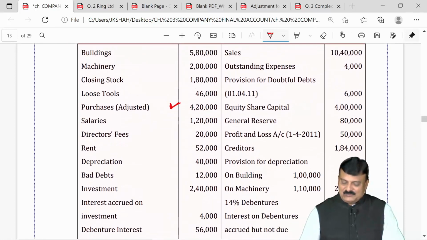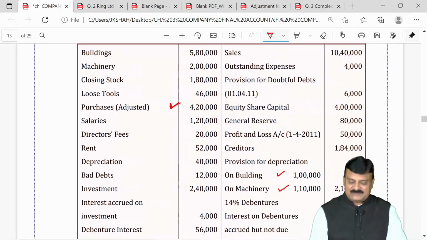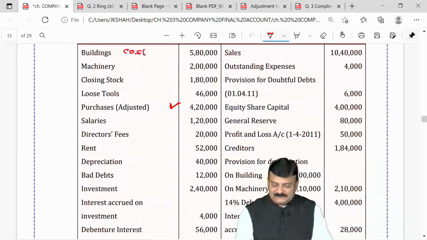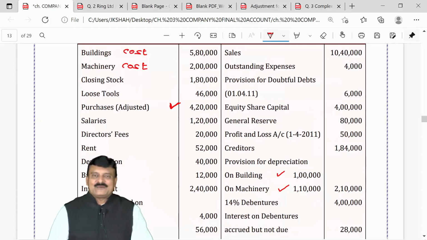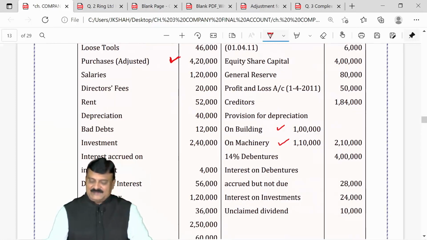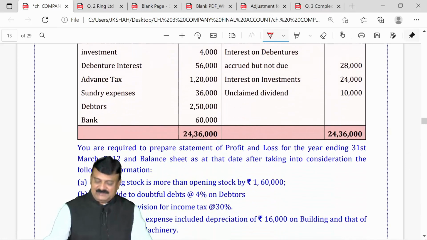Creditors, provision for depreciation, PFD is given on building and machinery. That means this building and machinery are nothing but the cost figures. Whenever provision for depreciation is given in the trial balance, the concerned assets are always at cost. 14% debentures, interest on debentures accrued but not due. That is your liability, payable interest on debentures, interest on investments and unclaimed dividend.